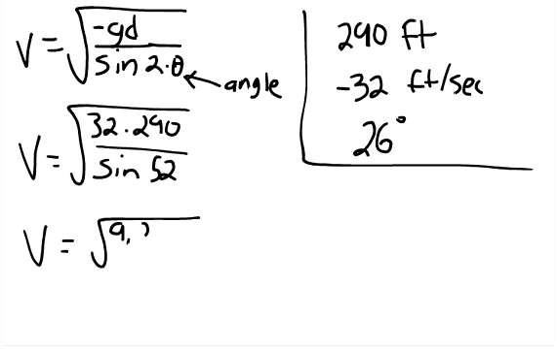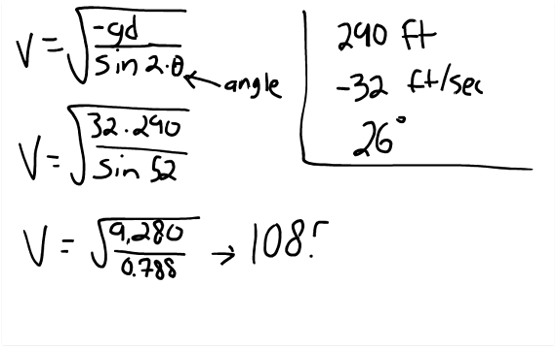the square root of 9,280 over 0.788. You can round to whichever decimal you like, I'm just writing to the third. And then once we simplify this, we would get 108.52 feet per second.